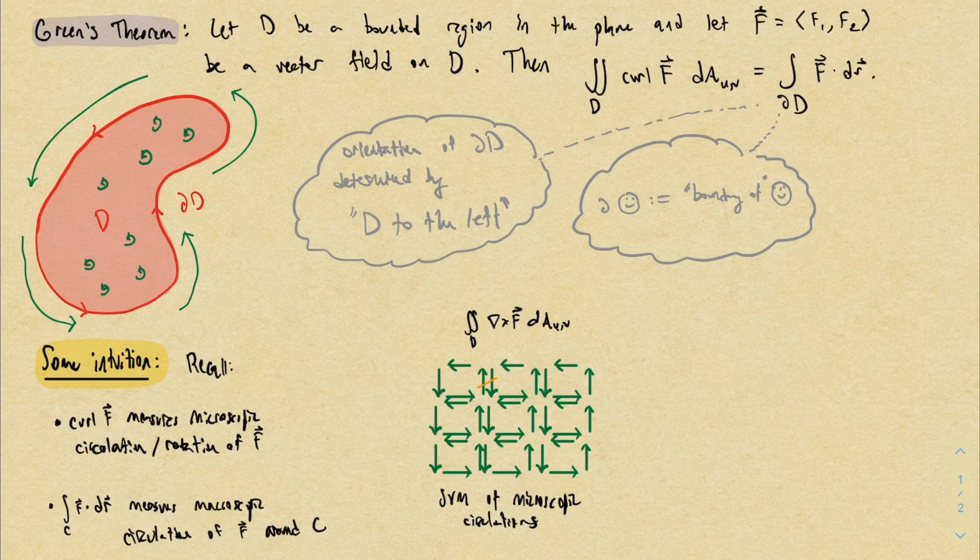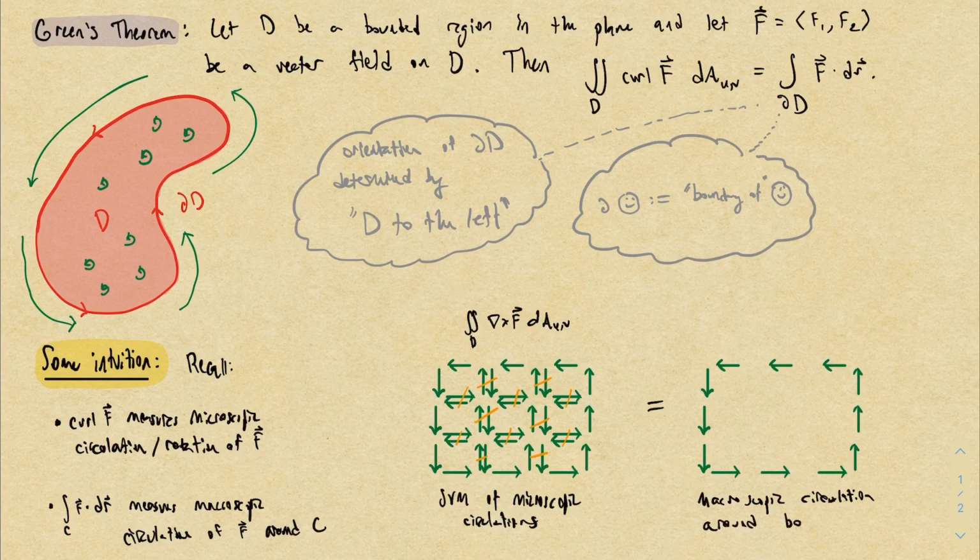So all of these vectors nullify each other, and what are we left with? The only things that survive are the ones on the boundary. We're left with a picture like this. And adding all these up represents exactly the macroscopic circulation around just the boundary. That's the line integral of f over the boundary of D. And Green's theorem is just the statement that these are the same thing.